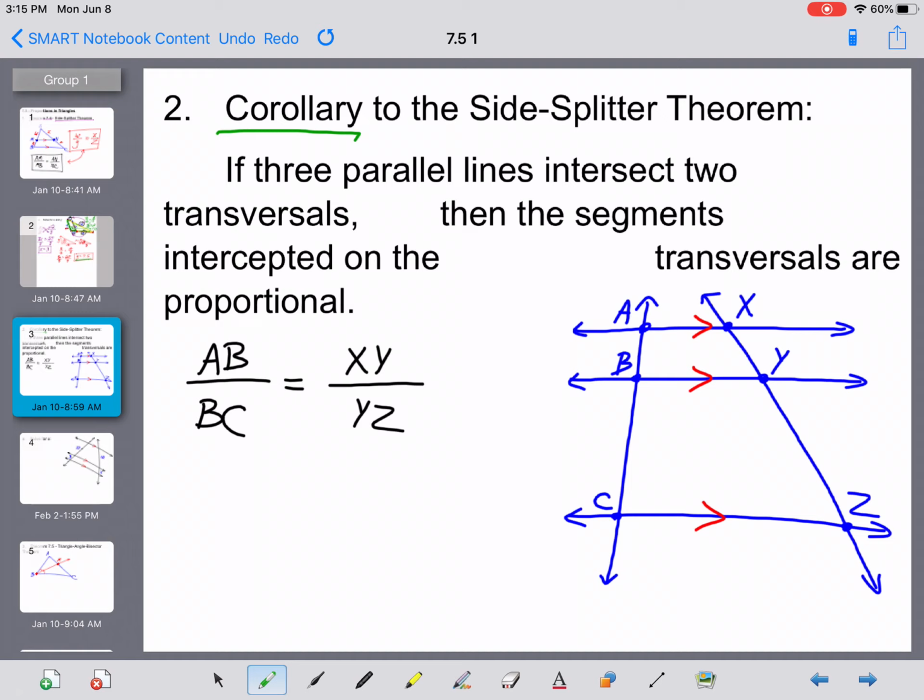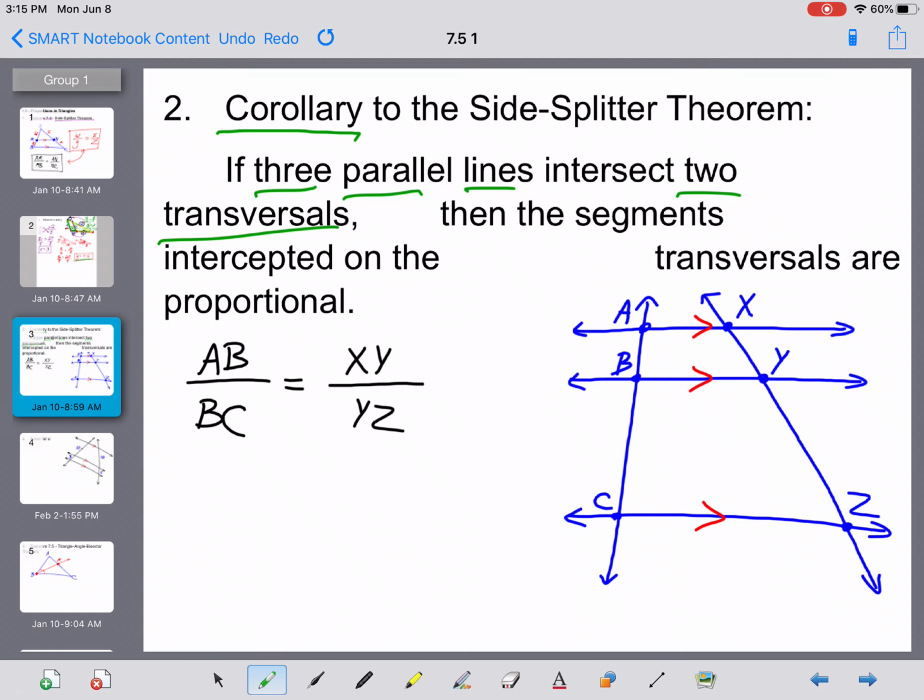Okay, the second, I lied, this isn't actually a theorem, but this is a corollary, and if you missed this during the year, a corollary is like a theorem. It just kind of tags along to another existing theorem. And this corollary says that if you have 3 parallel lines intersected by 2 transversals, and that's what's going on in this diagram. We've got line AX on the top, BY in the middle, and CZ on the bottom. Those 3 red arrows tell you that those lines are all parallel. And then we have 2 transversals intersecting them both. Line AC is one transversal, and line XZ is a second transversal.